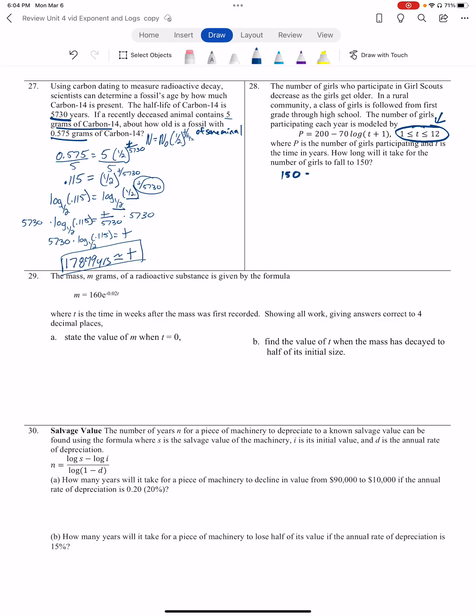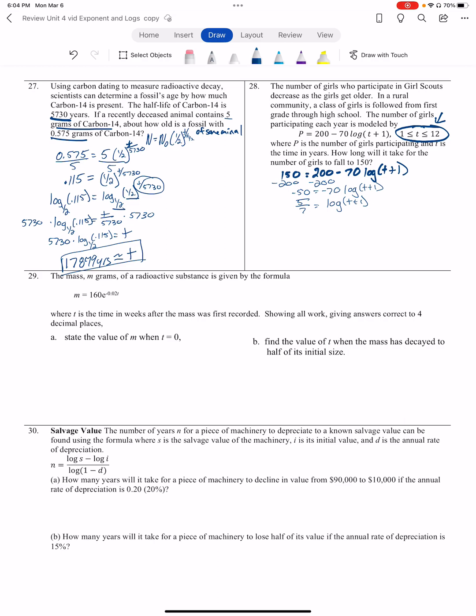So this is going to be 150 is equal to 200 minus 70 log of t plus 1. Okay, so I subtract 200, negative 50 is equal to negative 70 log of t plus 1. Divide by 70, I have 5/7 is equal to log of t plus 1.